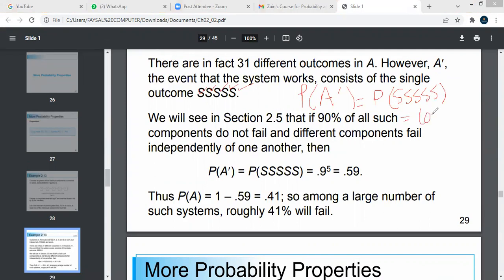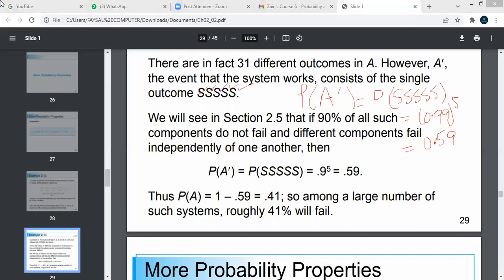As we know, it will be equal to 0.99 to the power of 5. So 0.99 to the power 5, my answer is 0.59. So what does 0.59 basically mean? How do we elaborate that? We are finding that there is a chance of one F among the five components.